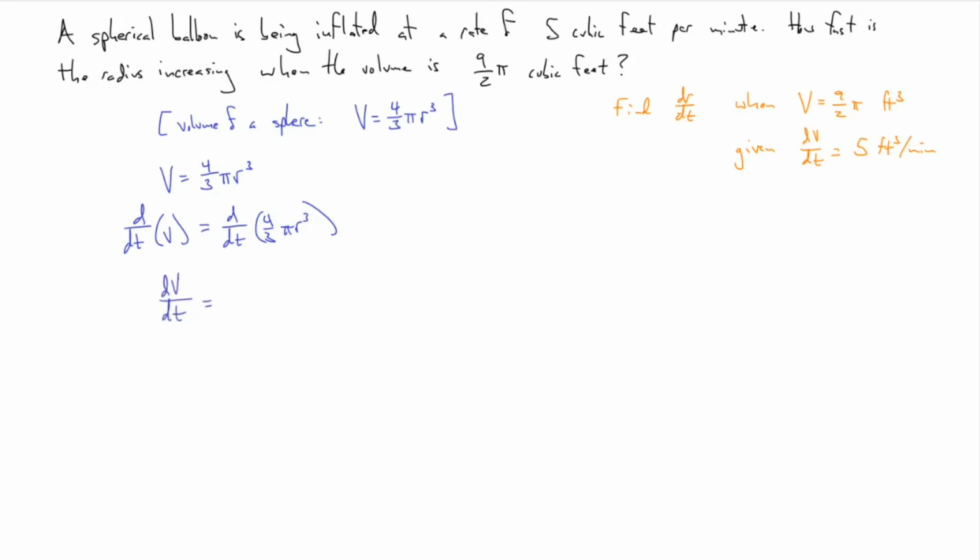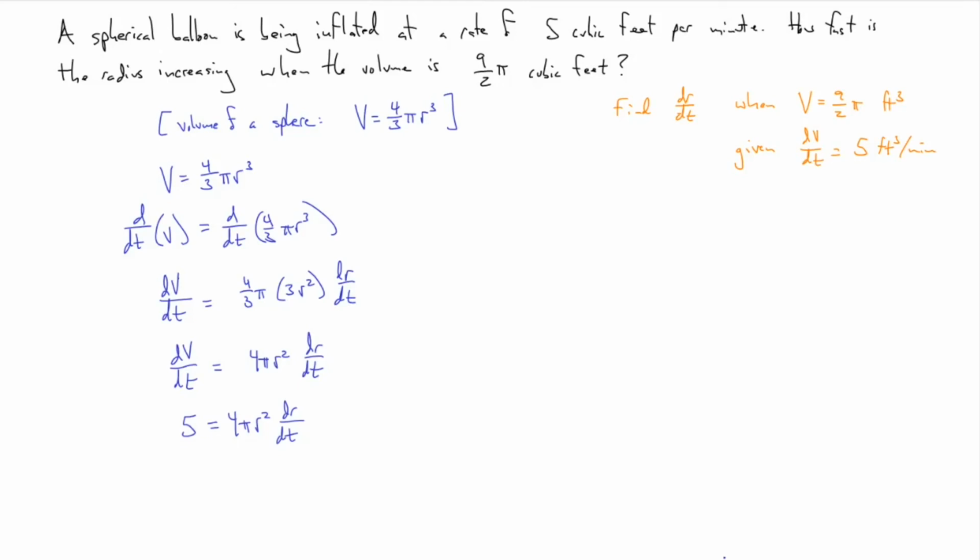On the left, we just get dV/dt. On the right, it's more complicated. r is a function of time, so we have to use the chain rule. You treat the function as if it were a variable, and then you have to multiply by the derivative of that function we just treated like a variable, and the derivative of r is dr/dt. This simplifies some, in particular the 3's cancel, leaving us with this expression here.